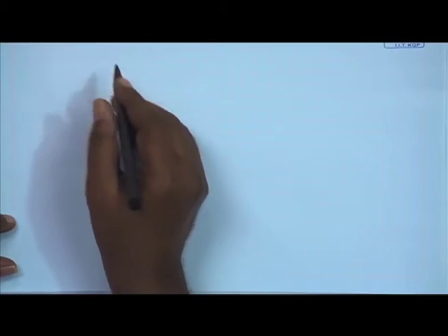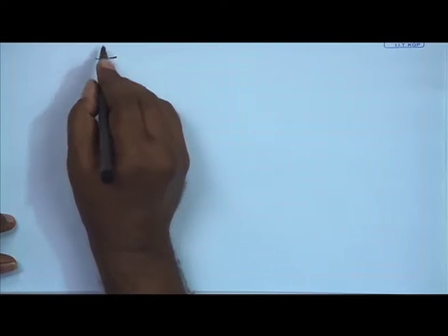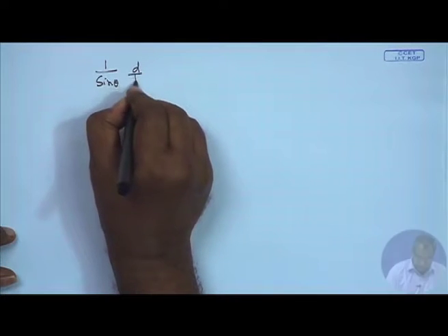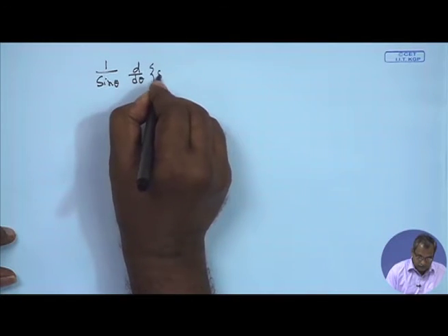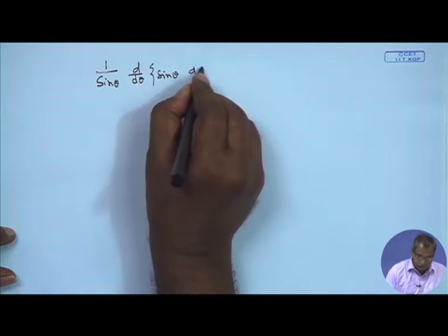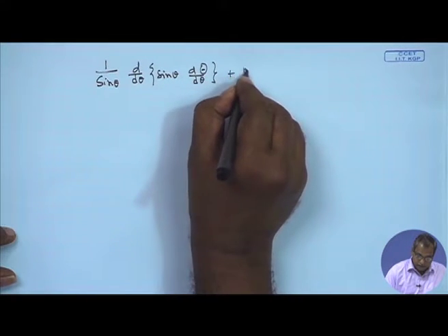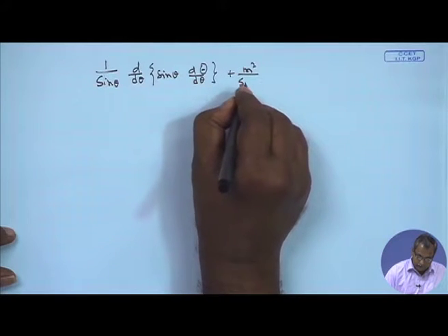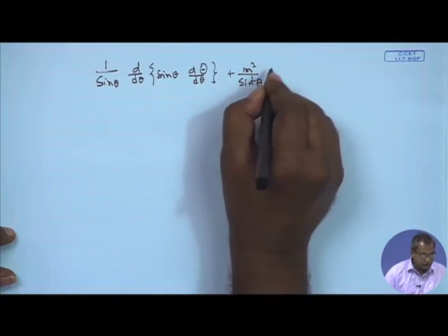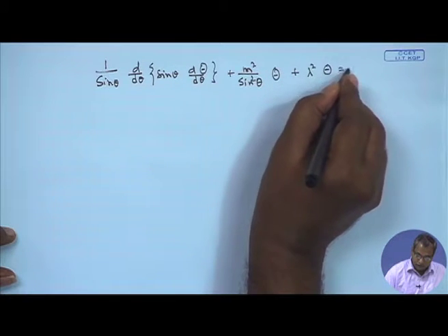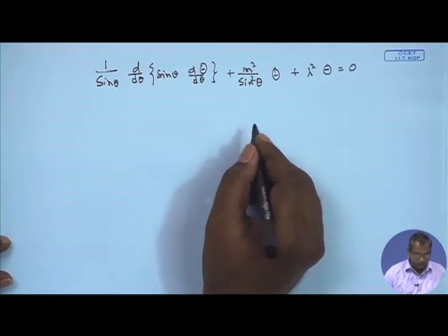We have seen in the last class that the governing equation in the theta direction is nothing but d/d theta of sin theta d Theta/d theta, plus m square over sin square theta Theta, plus lambda square Theta is equal to 0. This is the governing equation.